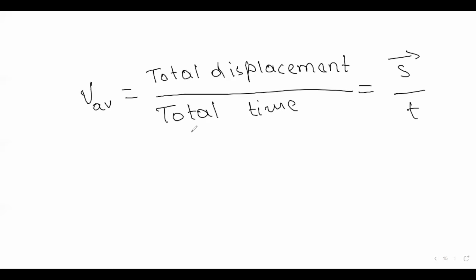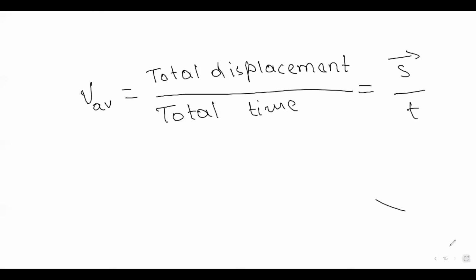Okay. So this is very interesting. You always have to be careful about this, that there is a huge difference between displacement and distance. You must not write for average speed total displacement by total time. It must be total distance by total time.